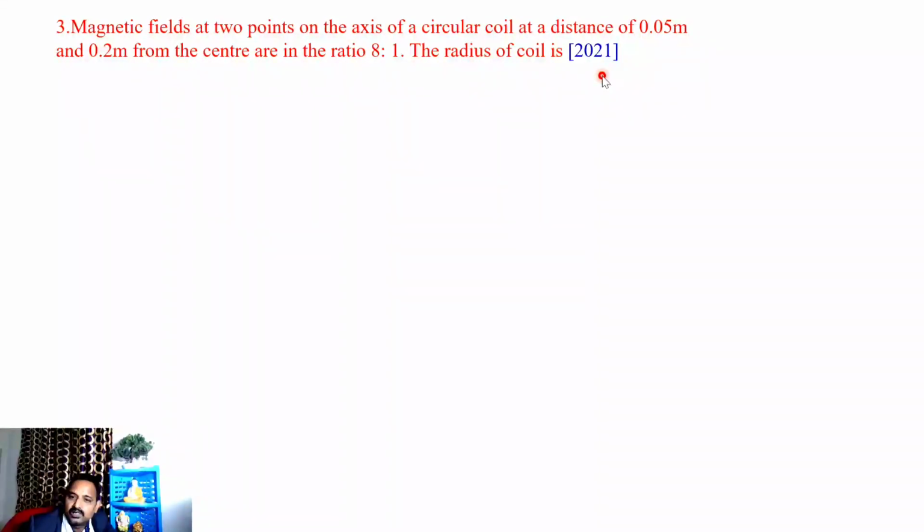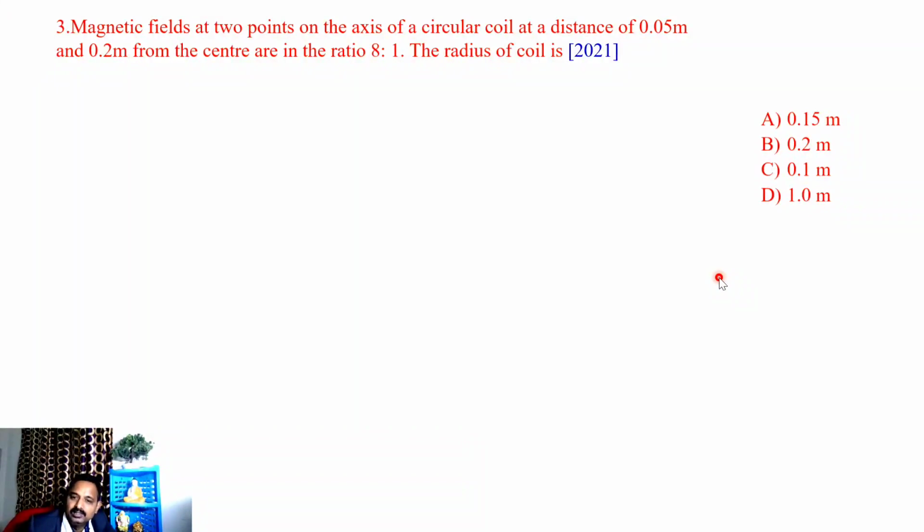Now we will observe the options. What are the options they have given? Option A 0.15 meter, option B 0.2 meter, option C 0.1 meter, and option D 1.0 meter.